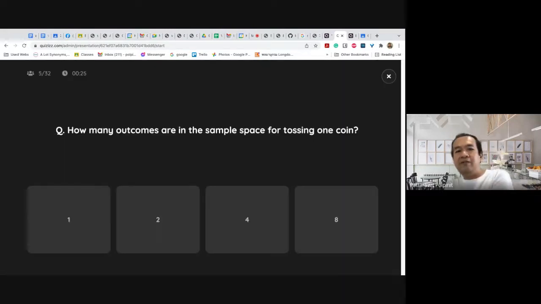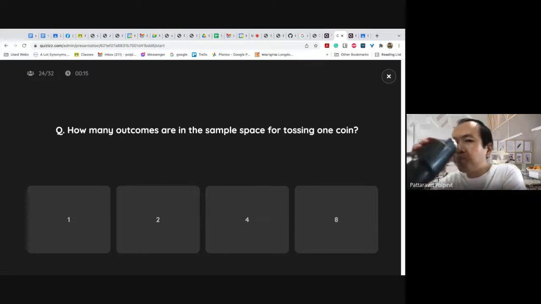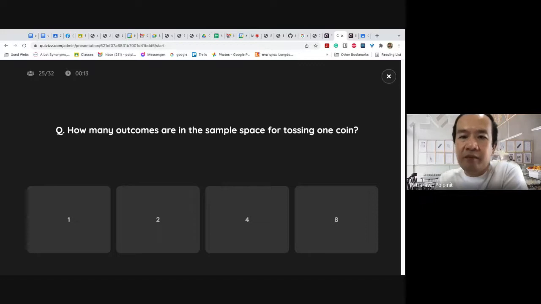How many outcomes are in the sample space for tossing one coin?